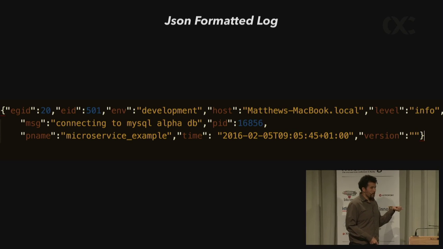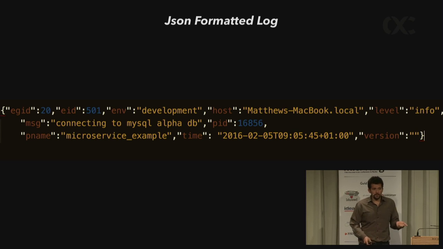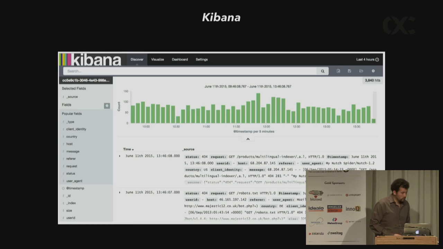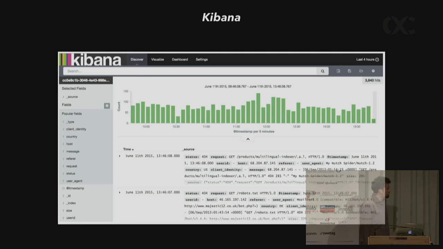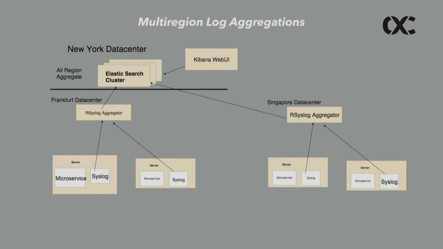And the great thing about using JSON as the log is that with syslog and rsyslog, JSON is now the standard format. So you don't need to install any special software. If you have Ubuntu, you have rsyslog, and you can just use structured logging. And we pipe all of our logs into a tool called Kibana. I'm going to come back to Kibana, but I want to talk about how we manage logs.